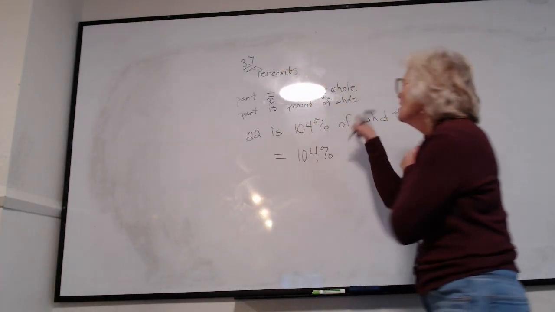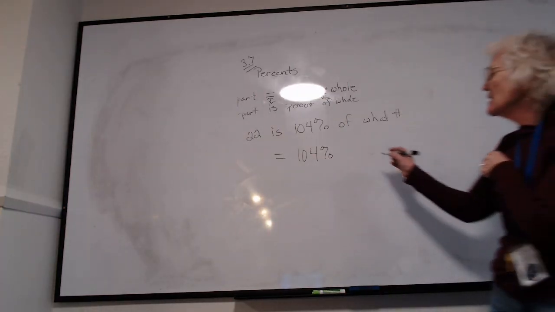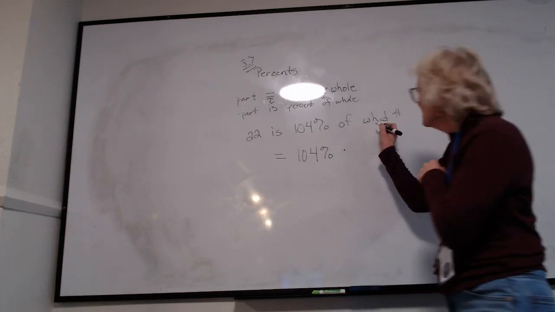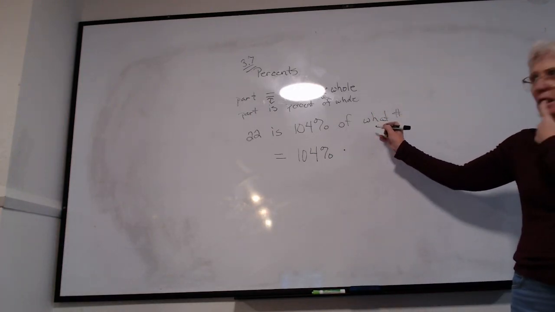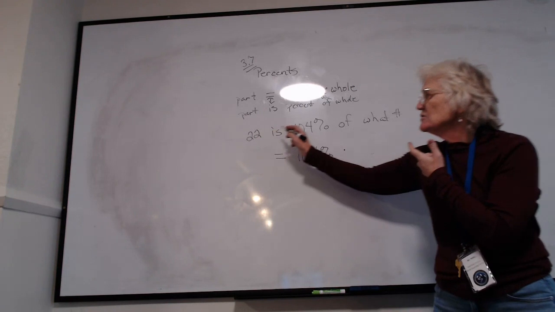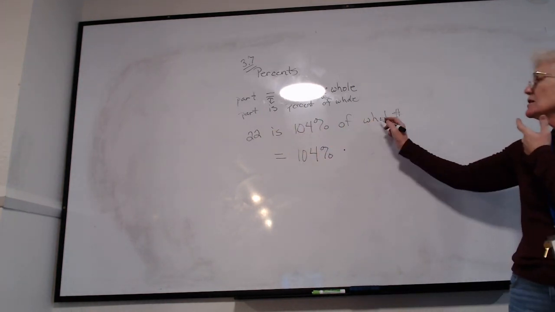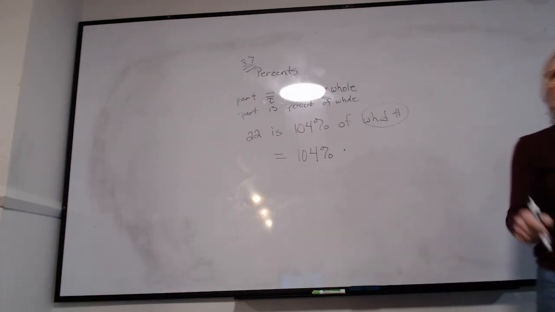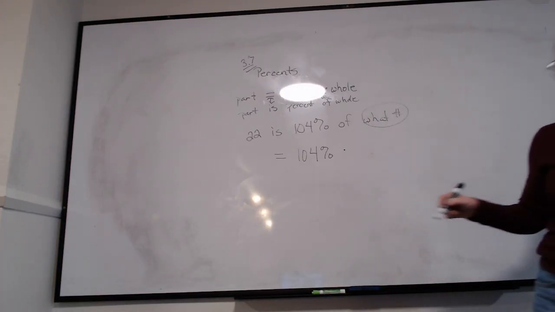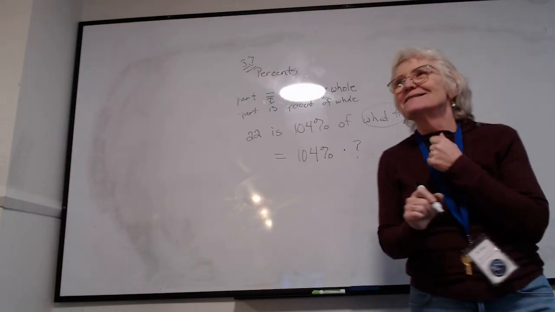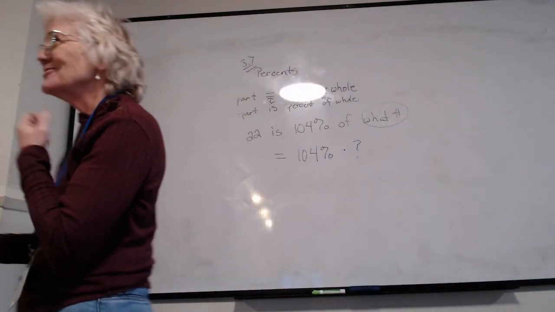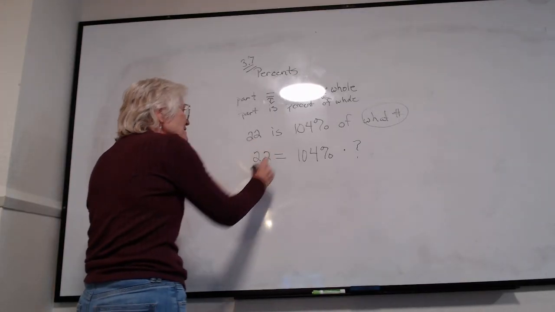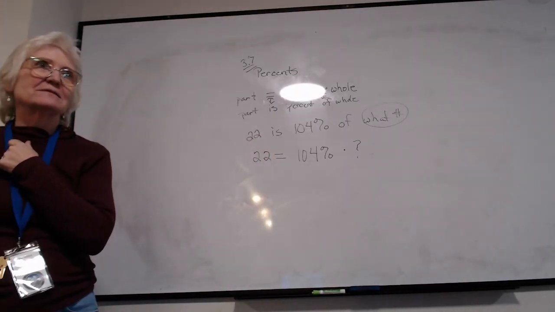What does of mean? It means times. What number? It says 22 is 104% of what number? Of, there's my whole. What do I know about my whole? Nothing, I don't know it. It's X. Okay, there's your whole. So that means 22 comes in front of the is, so that's how we'd write it.